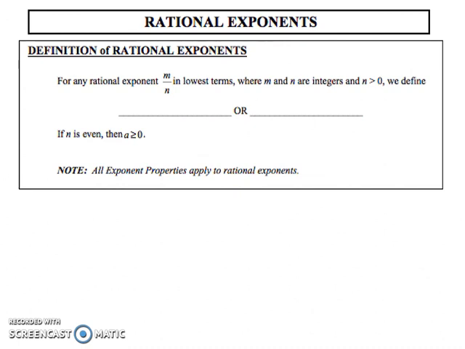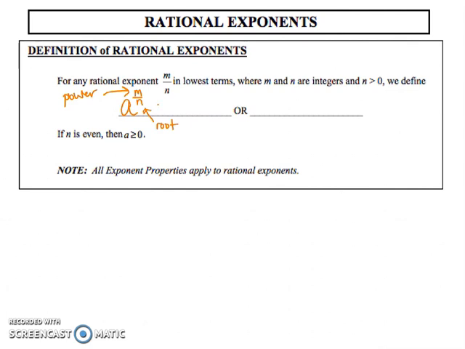For any rational exponent m over n in lowest terms, where m and n are integers and n is greater than 0, the definition of a rational exponent looks like this. We have a base a and we have a power m over n. Keep in mind that it's actually the m part that is the power, and it is the n part of the exponent that is the root.